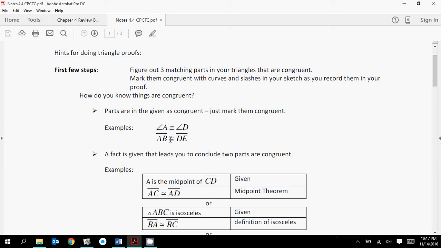So, first few steps, okay? You've got to mark things that are given to you congruent. Actually mark them on the diagram, okay? So, if I tell you that angle A is congruent to angle D, on those diagrams, actually write out A is congruent to D. If I give it to you, you got to mark it, okay? It's not necessarily going to be drawn in there already for you. Same thing if I give you a set of sides that are congruent, mark those bad boys up, okay? So add that to your diagrams.